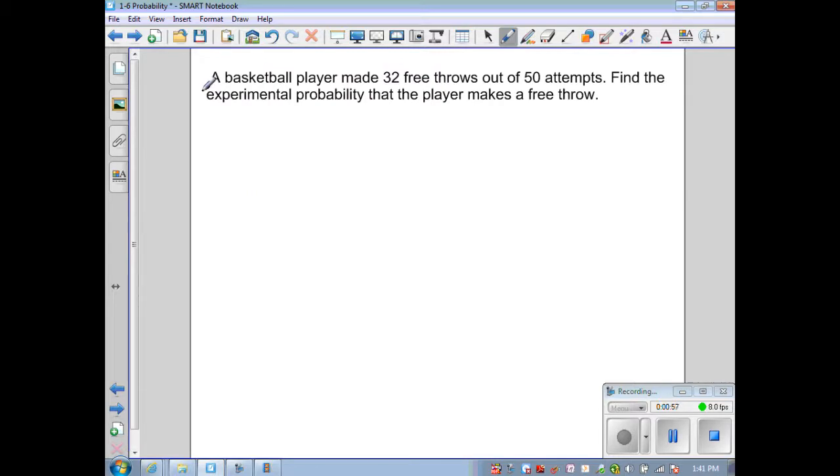Our first example. A basketball player made 32 free throws out of 50 attempts. Find the experimental probability that the player makes a free throw. Well, we want the probability, P, of the event, which is free throws made. I'll just shorten that up to be FT for free throws. And what we want to do is generate that ratio. The total number of possible outcomes is the number of free throws he tried, which means the number of free throws that he made, and also the number of free throws he didn't make, which here is defined as 50 trials or 50 attempts. Now what we want is the number of free throws that he made. That's the event that we're trying to get, which is 32.